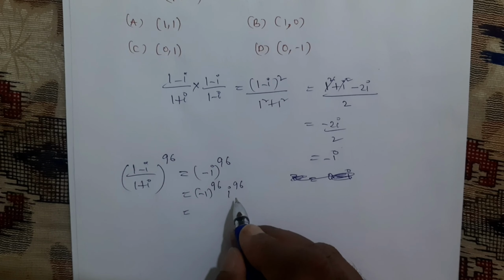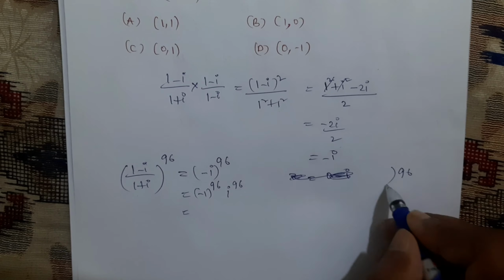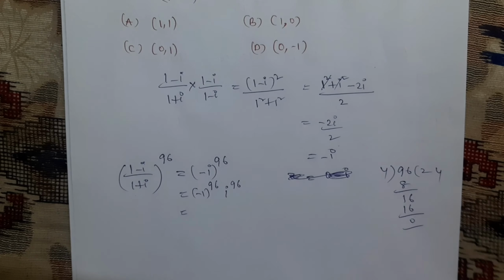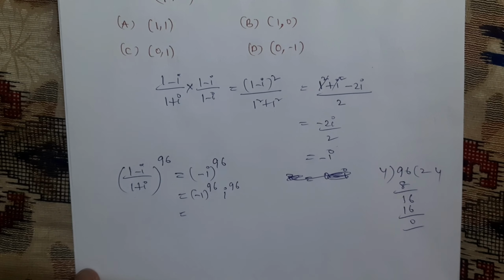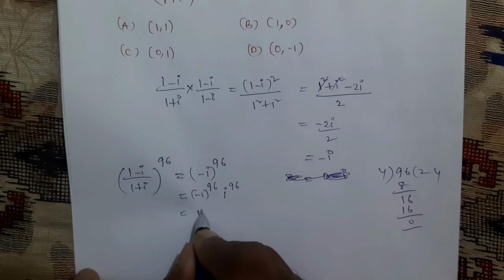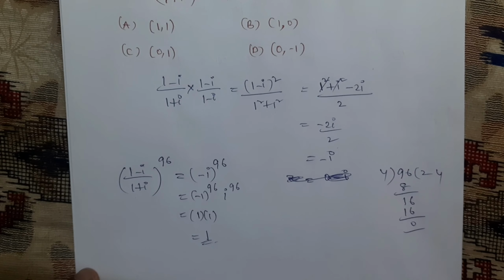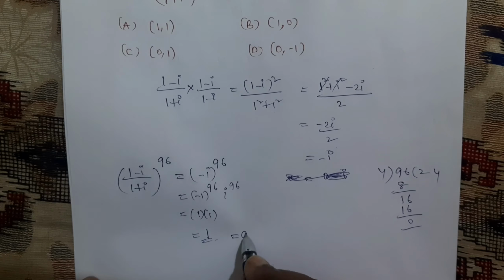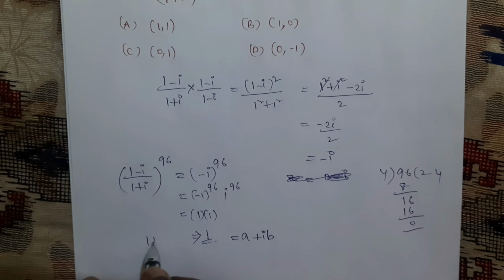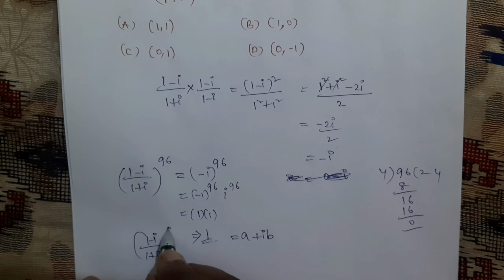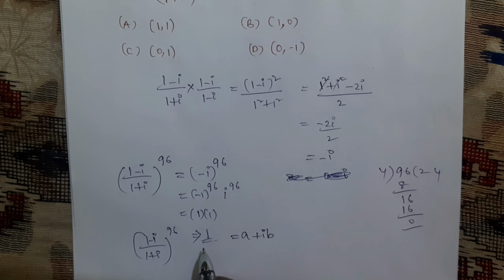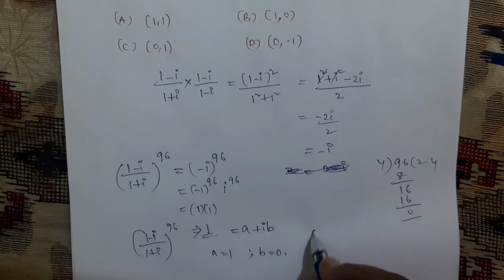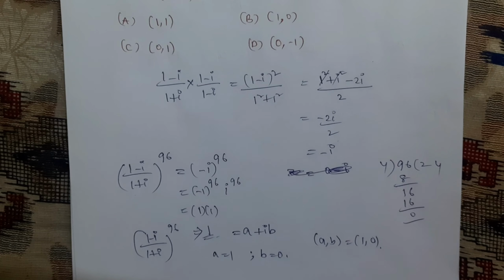How to simplify i power 96? We need to divide by 4. Okay, 4 twos are 8, and then 1 6, 4 fours are 16. So the remainder is 0. If the remainder is 0, that means it is 1. Okay, this is also 1, this is also 1, which is equal to 1. So we got only 1. So the value of this is equal to 1, but this is equal to a plus ib. According to this, (1 minus i by 1 plus i) whole to the power of 96 is equal to a plus ib, but we got it equal to 1. That means a value 1, b value 0. That means in terms of ordered pair, a comma b means 1 comma 0.